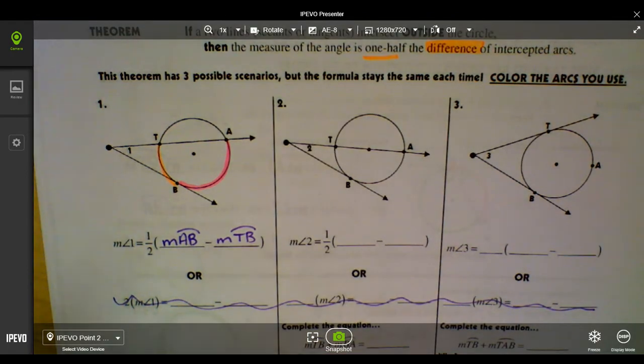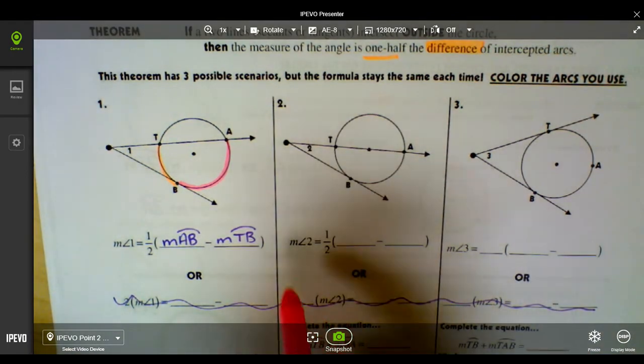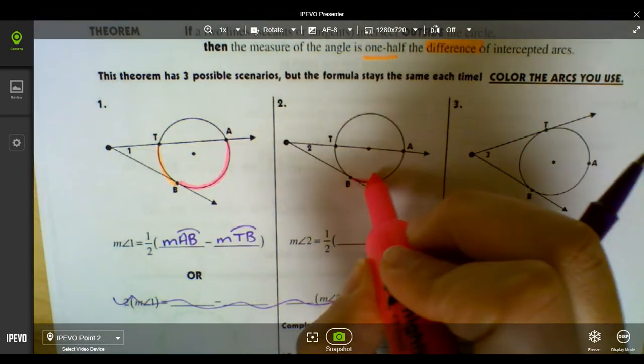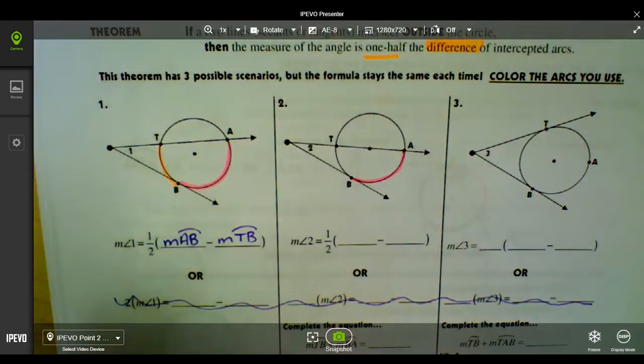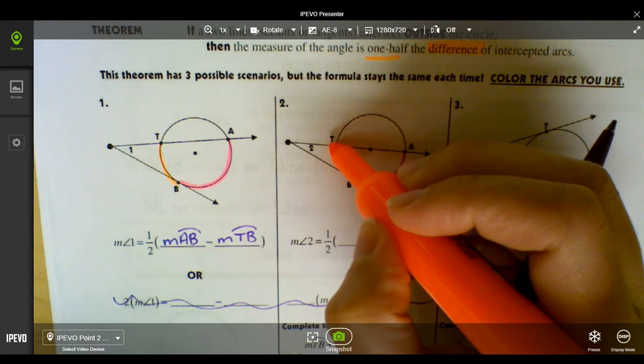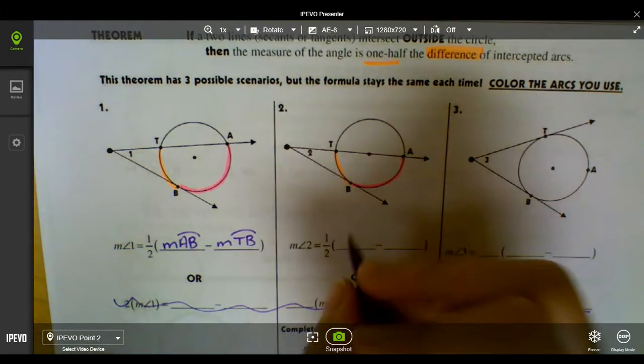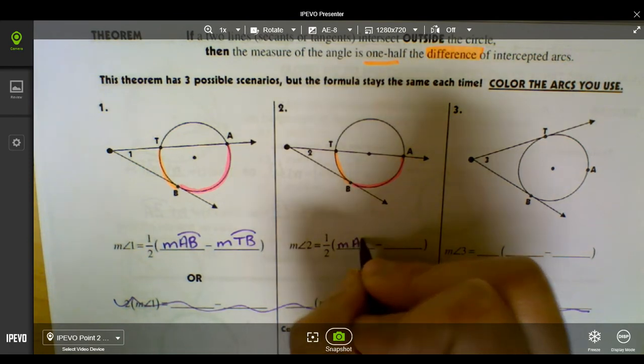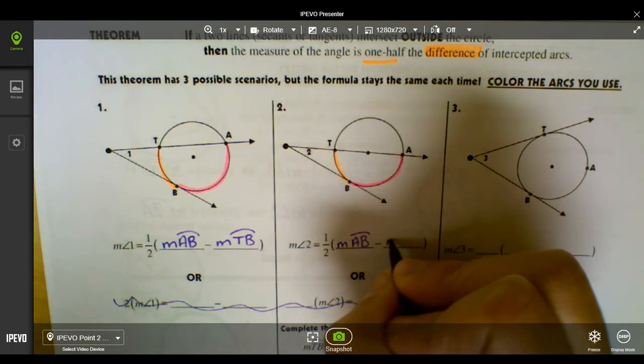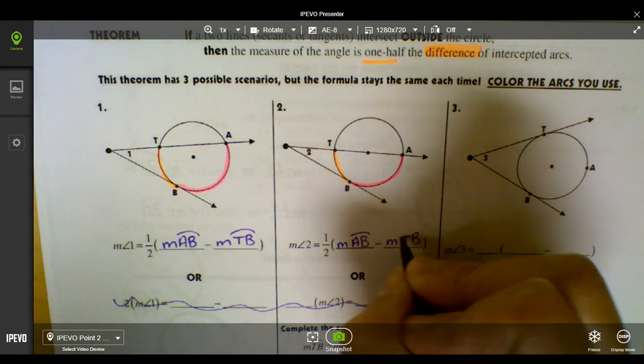Okay, same thing over here. When we're trying to figure out the measure of angle 2, we want to take this bigger, more exterior arc, and then subtract the smaller, more interior arc, and I say interior like closer to this angle. So we take the measure of arc AB and subtract the measure of arc TB.